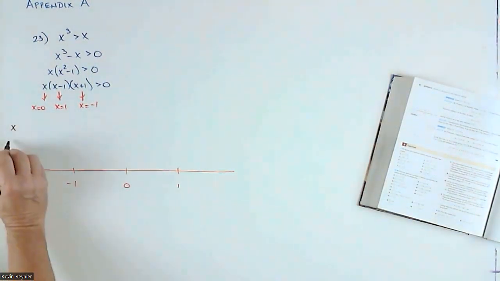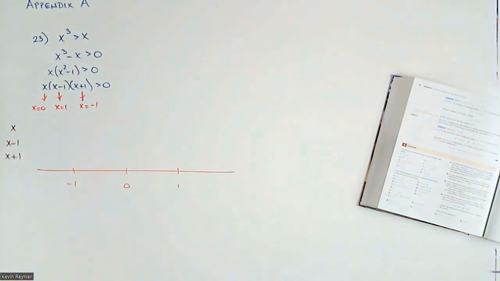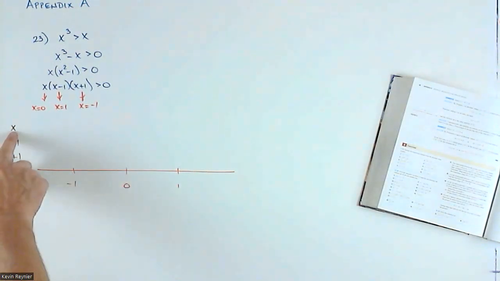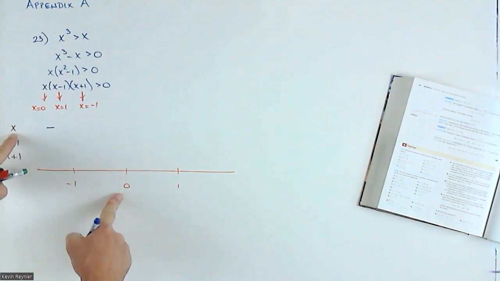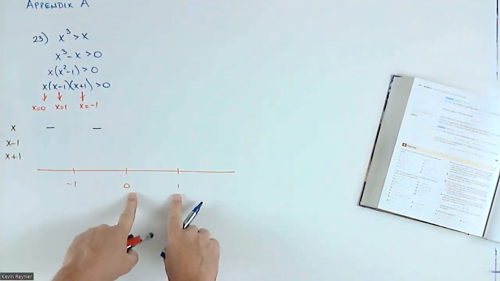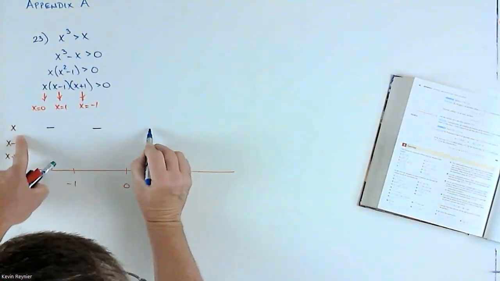We write our factors over here: x, x minus 1, x plus 1. And we pick our test points and away we go. We pick a number in here, right? -10. Sure. -10, that's going to be negative. Pick a number in here. -0.5. -0.5 is negative. So we put a negative sign there. We pick a number in here. 1/2. Excellent. 1/2 is positive when we plug it in for x.